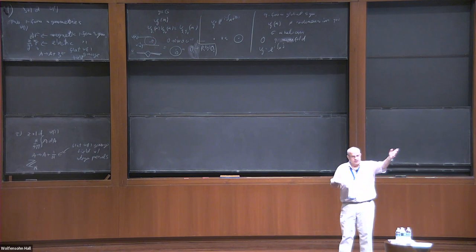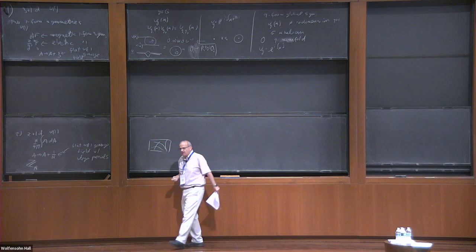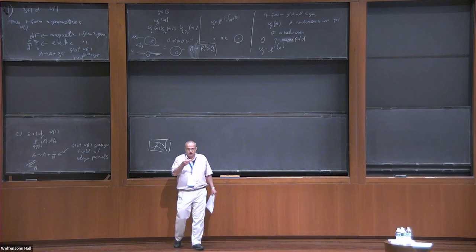So trying to gauge a symmetry means that this is my space-time and I'm going to sum over all the configurations where these lines are everywhere. But these lines are now charged under the others. So if I start summing over these, I'm going to get zero, which is characteristic of a system which is anomalous if I try to gauge too much.